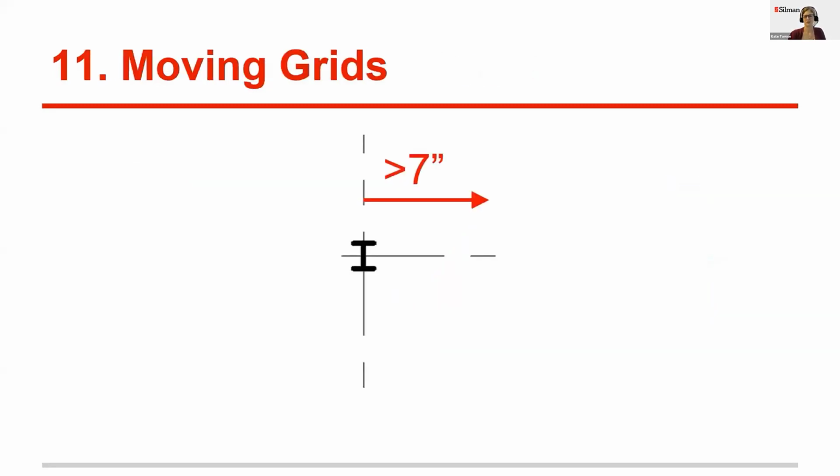All right, another public service announcement that I learned at a conference several years ago. If you are moving a grid, and you would like the columns and beams that are associated with that grid to move along with it, you must move it more than 7 inches. I do not know why 7 inches is the magic number, but 6 3/4 inches is bad, 7 inches is good.